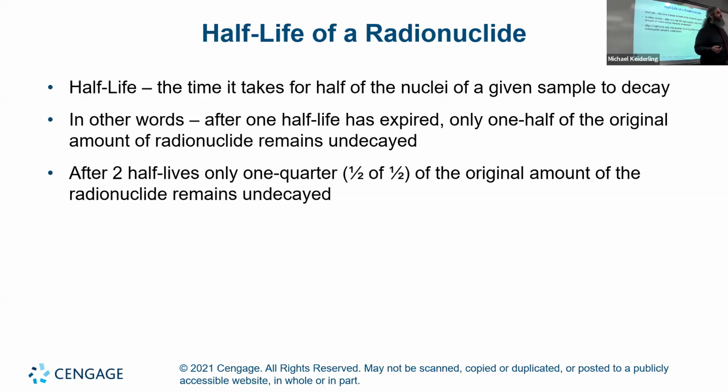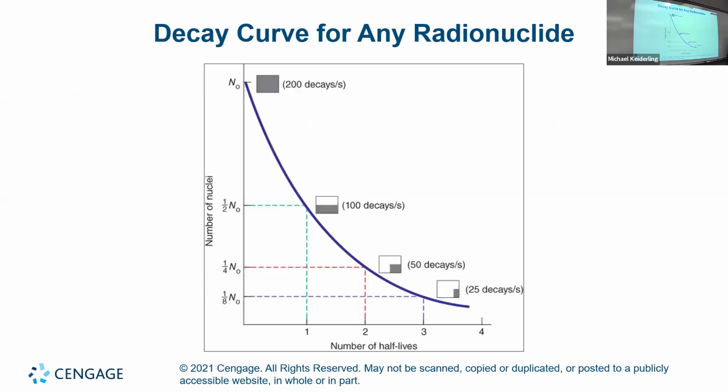And different nuclei, different isotopes have different half-lives. And they can vary from tiny, tiny fractions of a second to billions or trillions of years. So here's the decay curve for any radionuclei in half-lives. So again, after one half-life, you're going to cut in half, then to a quarter, then to an eighth, and so on.